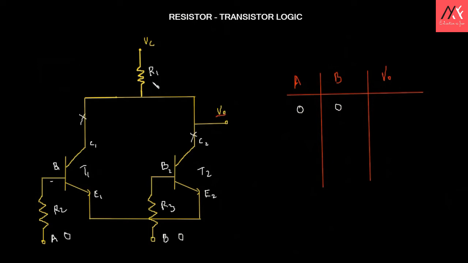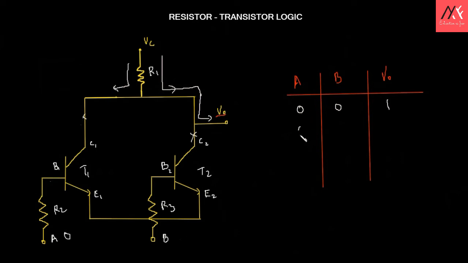The voltage will be driving current in this direction and splitting this way. Since both of the transistors are not conducting, power will be flowing outwards in this direction, so V0 will be at high voltage. We can put 1 in V0. V0 is high. I'll erase the markings and go to the next section. So I'll keep B as 1.